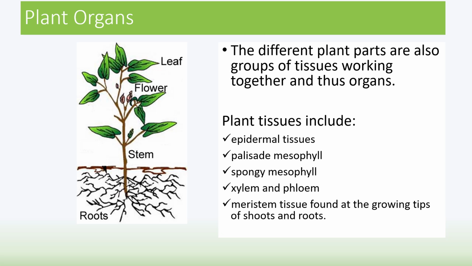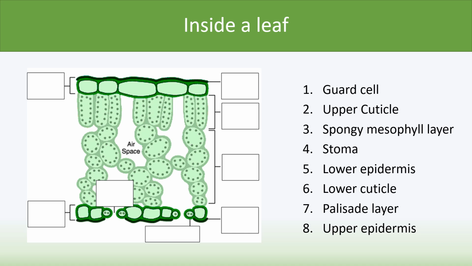So in terms of plant organs then, there are different parts of the group working together, and tissues of the plant include the epidermal tissues, the mesophyll tissues, the spongy mesophyll, the xylem, the phloem, and the meristem tissues as well. You need to know the different positions of the leaf, so if you want to pause this and have a go, feel free.